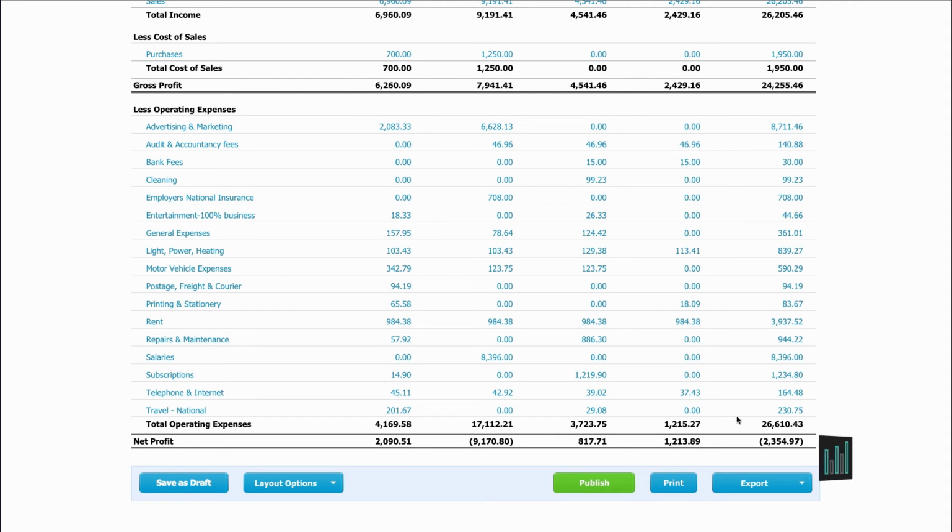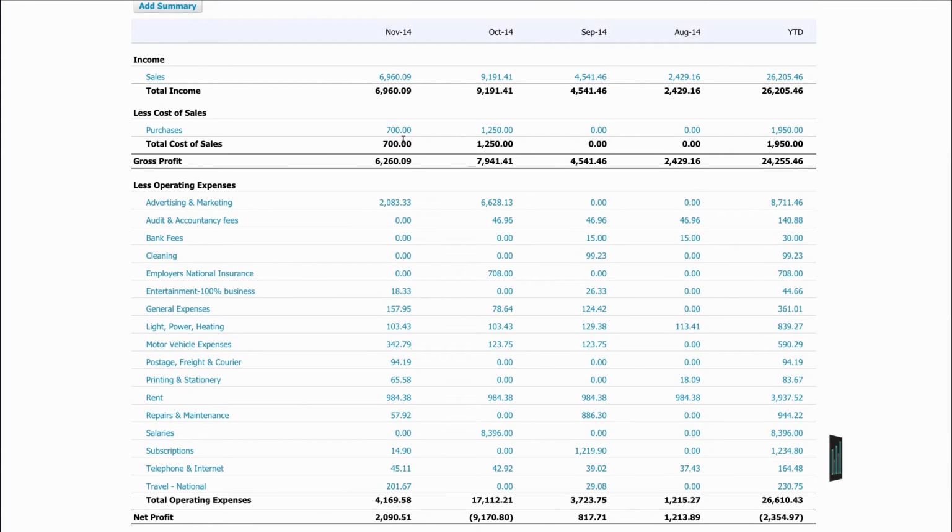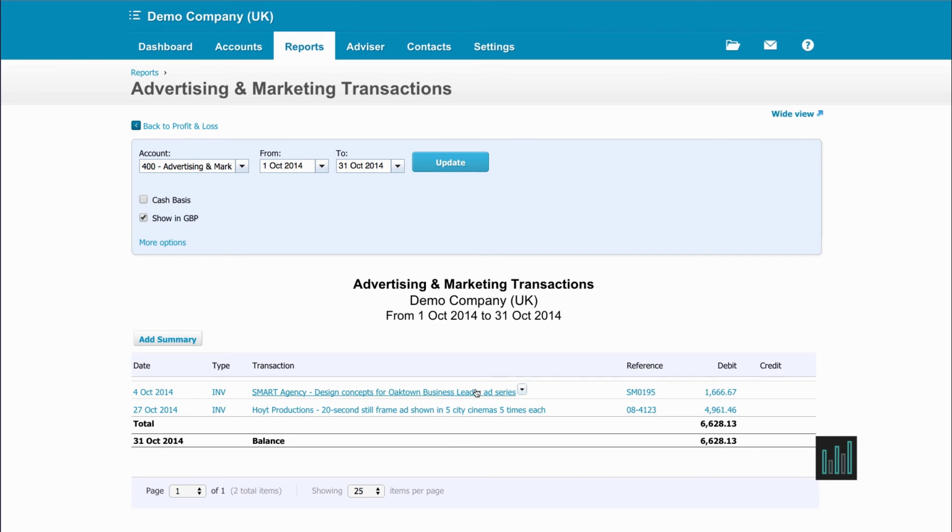So this company over the year is making a loss so far, and it had a big loss in October, and it's made some small profits in the other months that are showing. All these blue numbers we can click through to find out what makes up those numbers. So if we thought, oh gosh, we spent a lot on advertising and marketing in October, I can click on that number and find out the transactions that made up that figure.